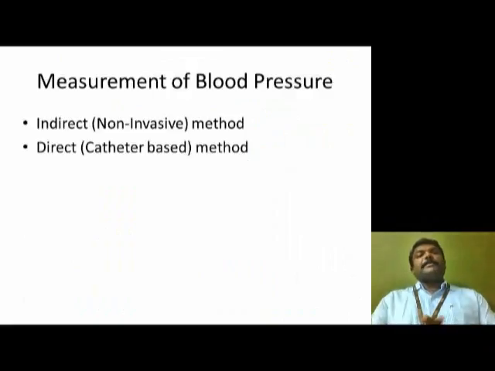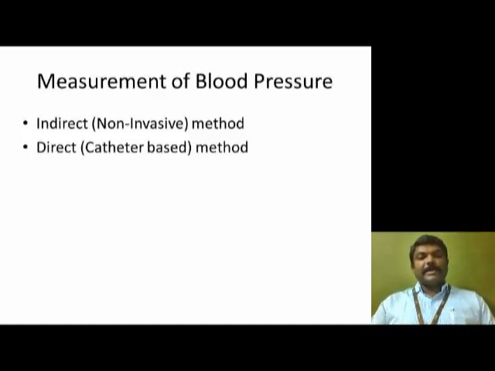Coming to the measurement part of it, blood pressure can normally be measured in two important ways: the indirect method and the direct method. What is the indirect method? In other words, it's called the non-invasive method. Non-invasive means without any insertion, that is, the measurement is made outside the body, without disturbing the patient's or person's normal life. That's the non-invasive method.